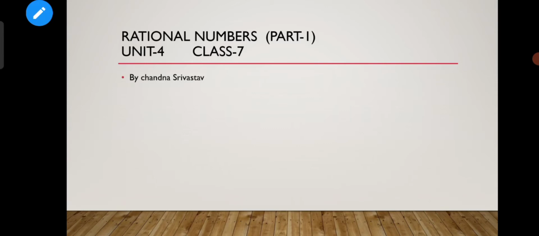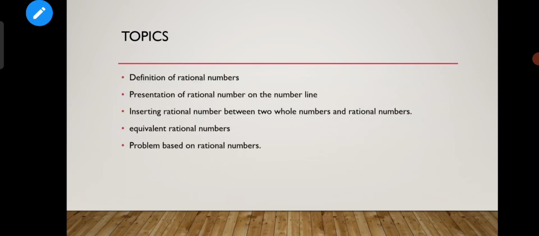Today I am here with a new chapter, Rational Numbers, for class 7. So without wasting time, let's start the chapter. Topics that we are going to discuss in this chapter are the definition of rational number, representation of rational numbers on the number line, inserting rational numbers between two whole numbers and rational numbers, equivalent rational numbers, and some problems which are based on rational numbers.